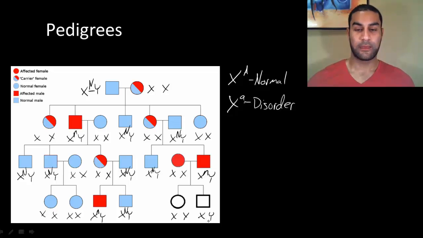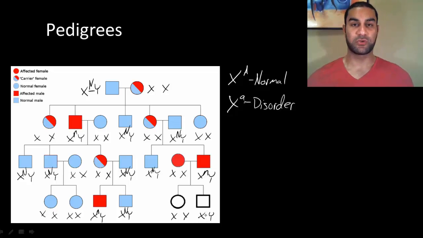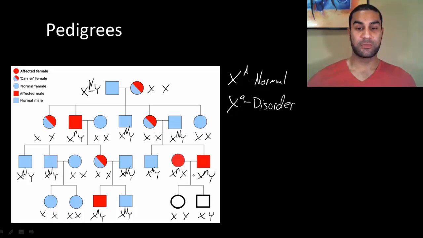Okay, we're going to leave this one blank because we're not sure what's going on with that one. We'll come back to that one. Alright, now it's looking at my females. The only affected female here so far has to be homozygous recessive, so that means both of her X's have to be recessive.